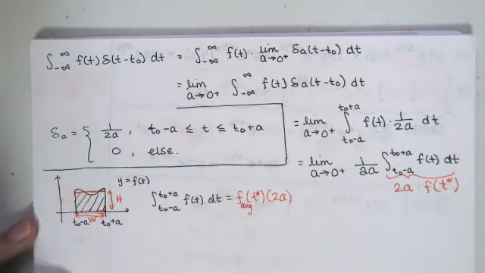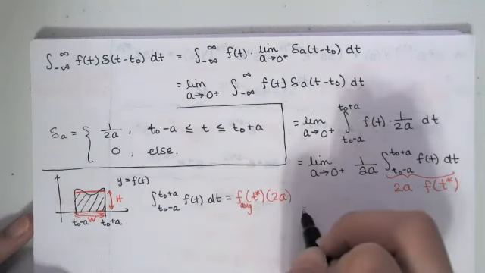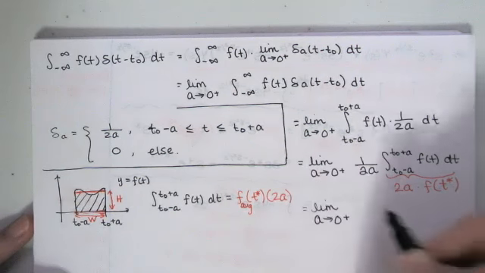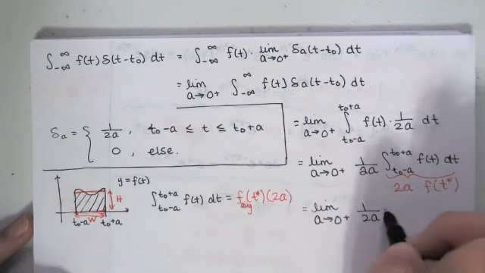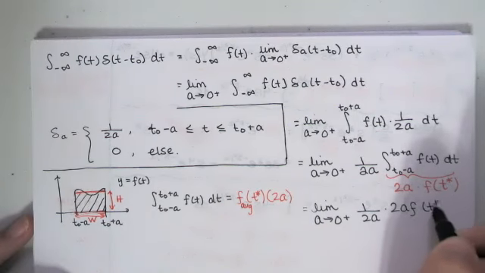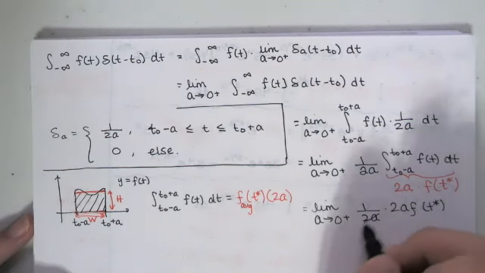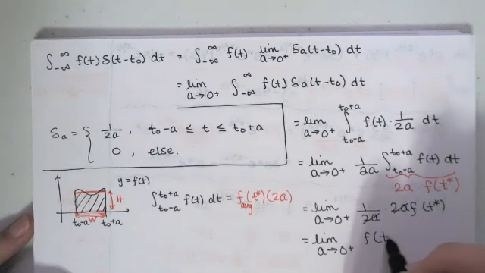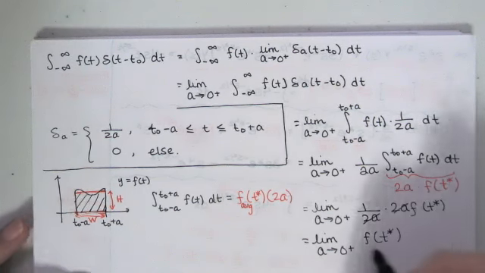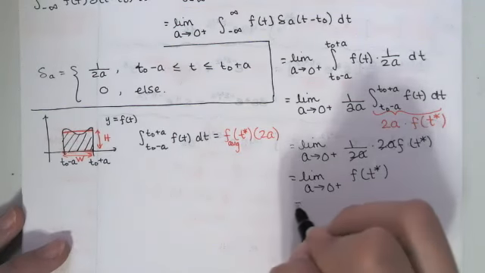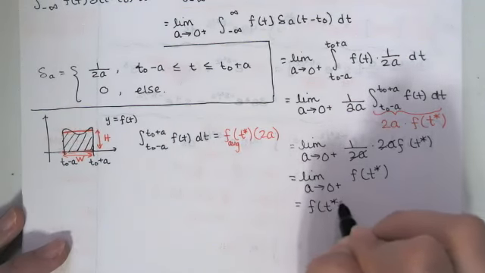So if we do that, what we get is this. The limit as a approaches 0 of 1 over 2a times 2a times f of t star. And the 2a's reduce. And so what you end up with is the limit as a approaches 0 of f of t star. Now, since that doesn't depend on a at all, what we're going to get there is just f of t star.